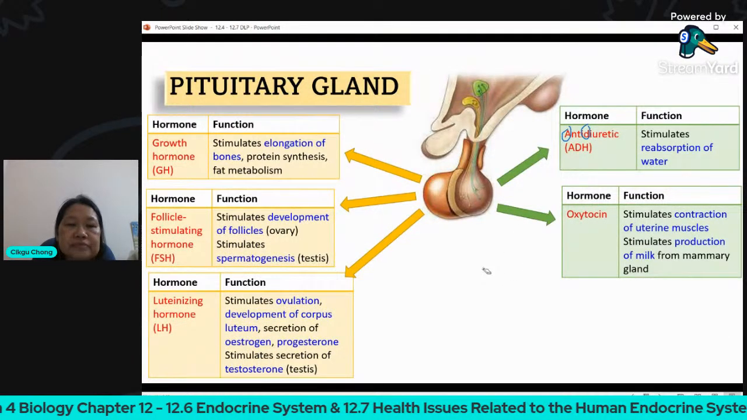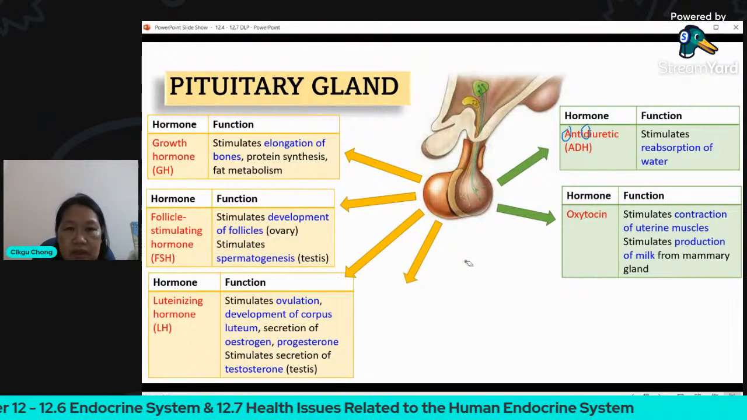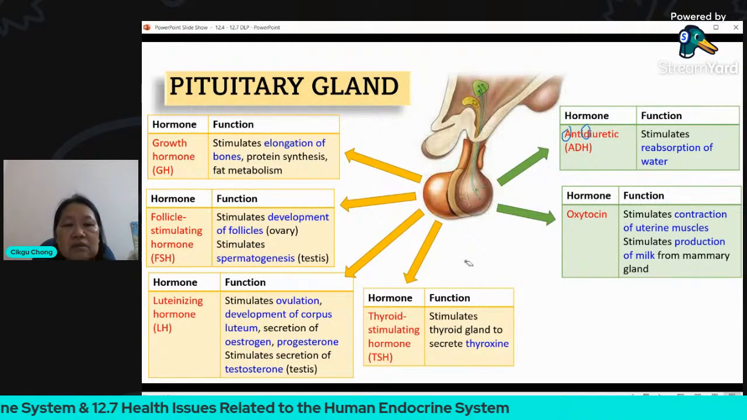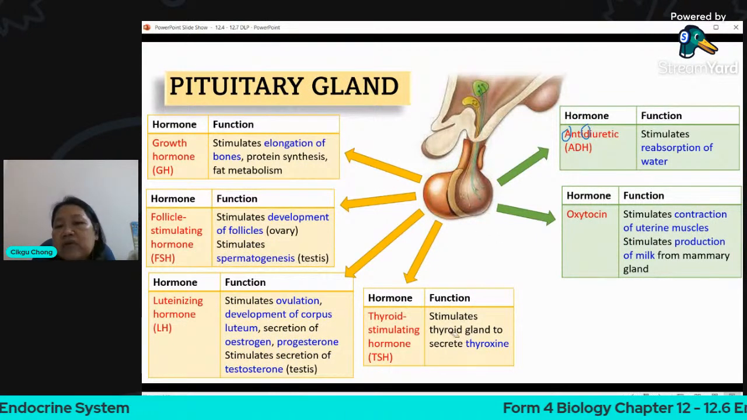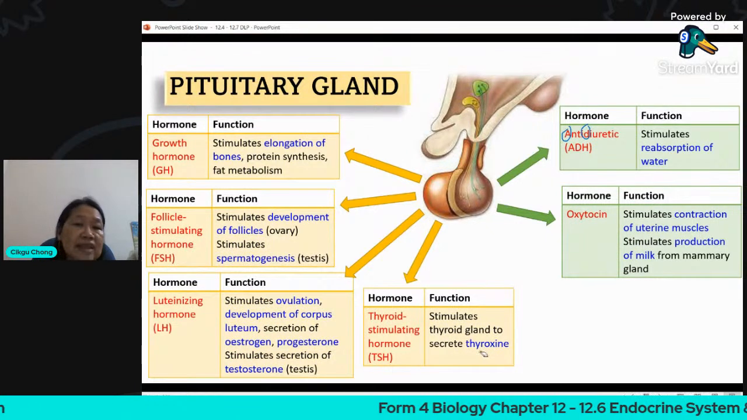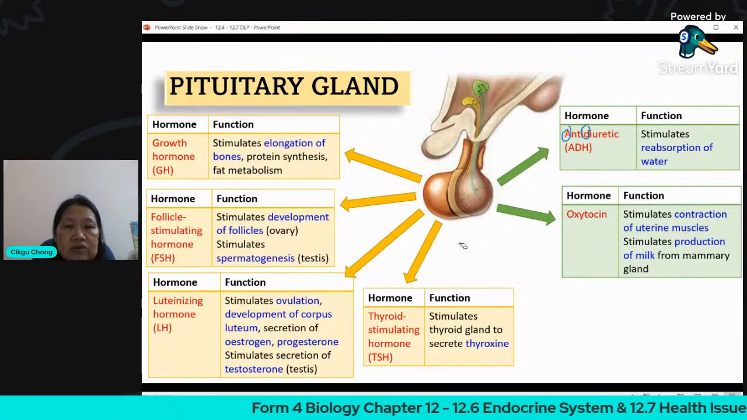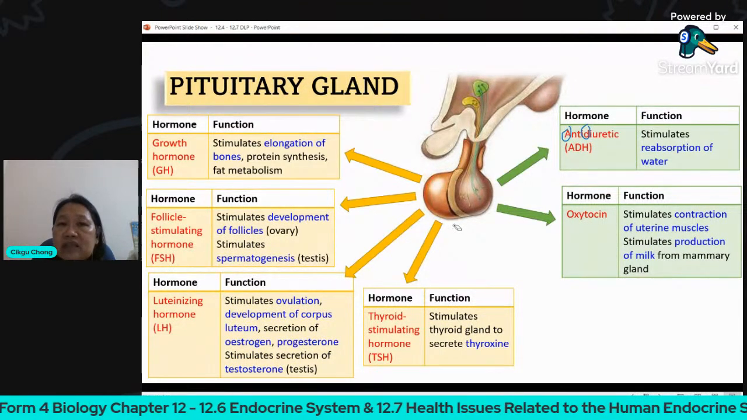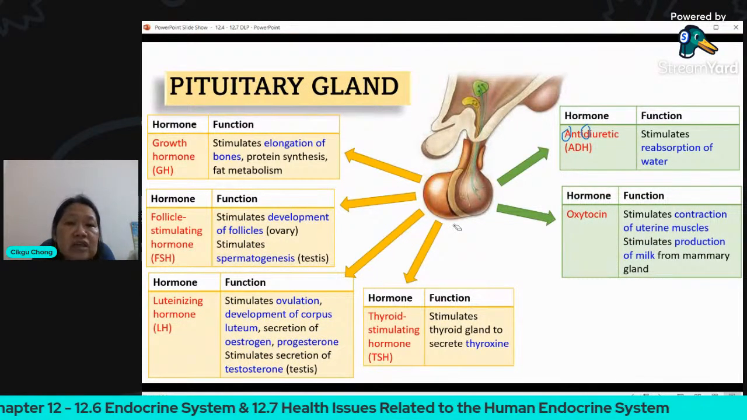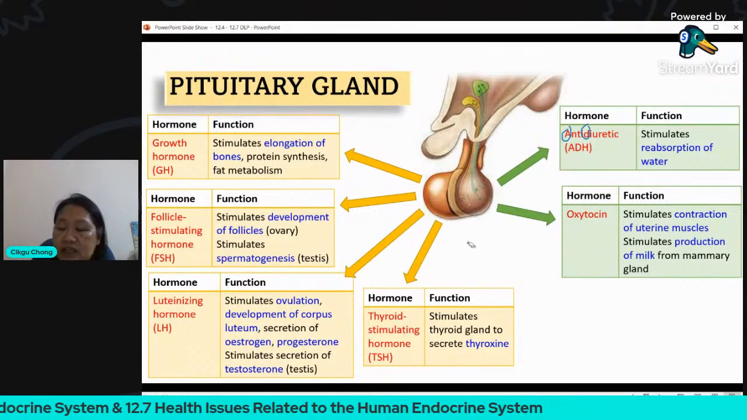All right, what is the next one? Thyroid stimulating hormone. Here is another hormone which is called thyroid stimulating hormone. It will stimulate the thyroid gland to secrete thyroxine. Later we will see what the function of thyroxine is. The thyroid is found at the base of the trachea, at the throat here.